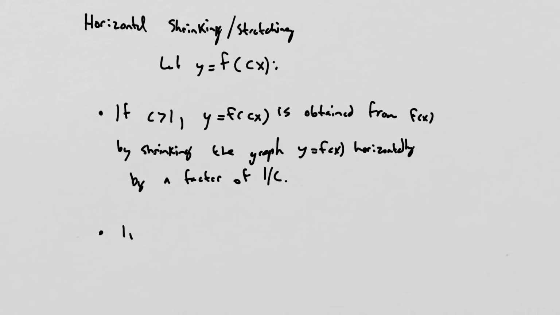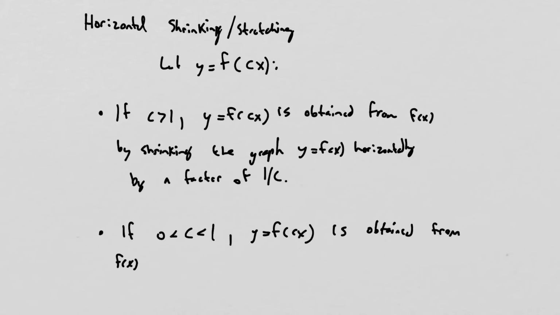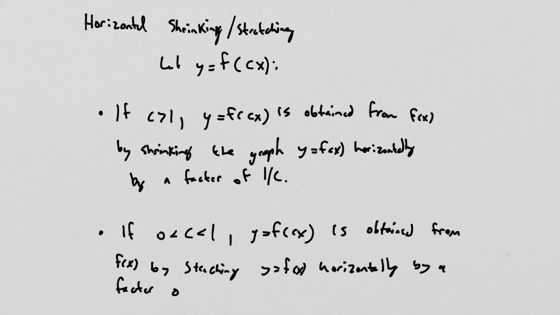And if we're given that c is between 0 and 1, then the function y is equal to f of cx is going to be obtained from our function f of x by stretching the graph y is equal to f of x horizontally by a factor of 1 divided by c.